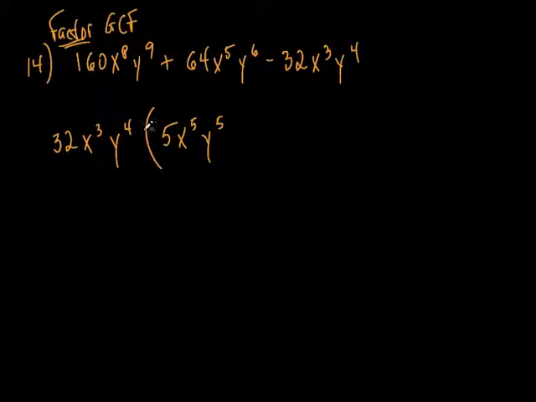Now I take the second term and I divide it by this stuff right here. So it's plus 64 divided by 32, which is just 2. X to the 5th divided by x cubed is x squared. Subtract the exponents.